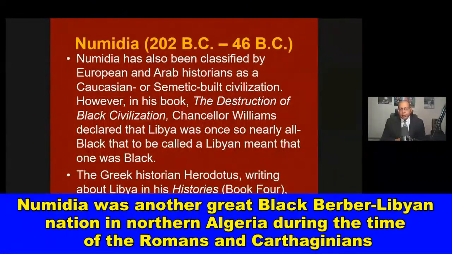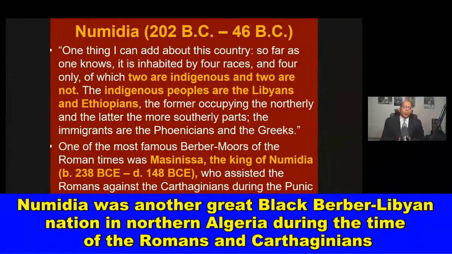The Greek historian Herodotus, writing about Libya in his Histories, Book 4, stated, quote, "One thing I can add about this country, so far as one knows, it is inhabited by 4 people, of which 2 are indigenous and 2 are not. The indigenous people are the Libyans and the Ethiopians, the former, the Libyans, occupying the northerly, and the latter, the more southerly parts. The immigrants are the Phoenicians and the Greeks."